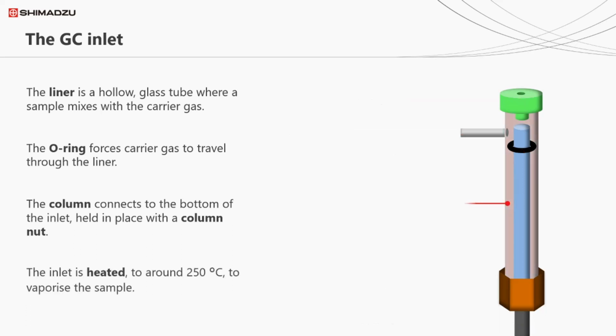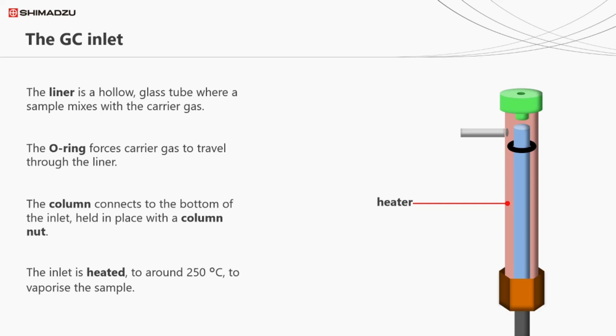In order to mix our sample effectively with the carrier gas, the liquid sample must vaporise into a gas very quickly and as uniformly as possible inside the liner. To achieve this, the inlet needs to be heated. If this doesn't happen, it can result in very poor reproducibility, with peak retention times and areas changing from injection to injection.